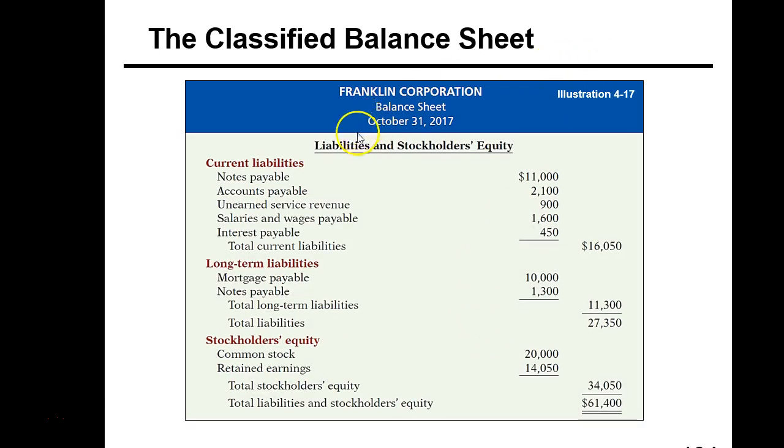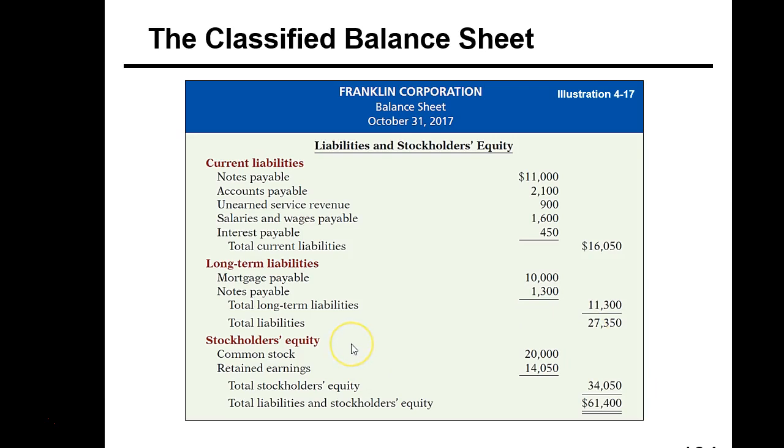For the liability section, we have what's called current liabilities as well as long-term liabilities. And once again, each of these categories has its own subtotal. Add those together to get your total liabilities.